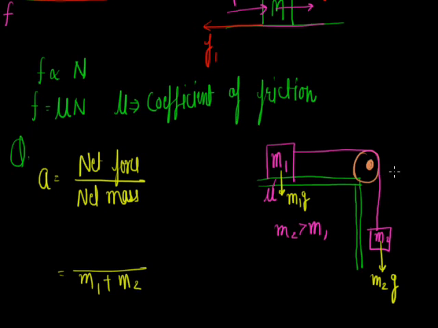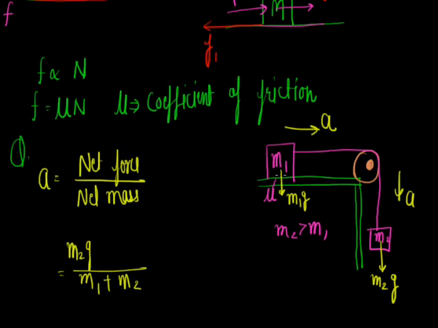Since m2 is greater than m1, suppose the acceleration of the body is in this direction. Now the force m2g is already along the direction of acceleration, so we can write the net force as m2g. But m1g is in the downward direction while the acceleration is in the forward direction, so there is no component of m1g along the direction of acceleration.